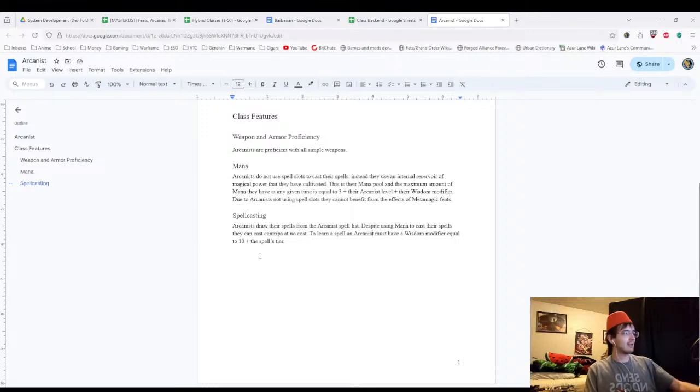Spellcasting is equal to the tiers. So the spell's tier to cast a spell. So they spend points from mana equal to the spell's tier. Meaning that a first tier spell costs 1.